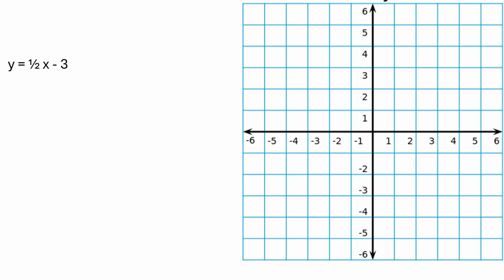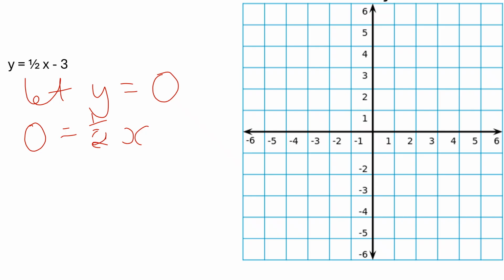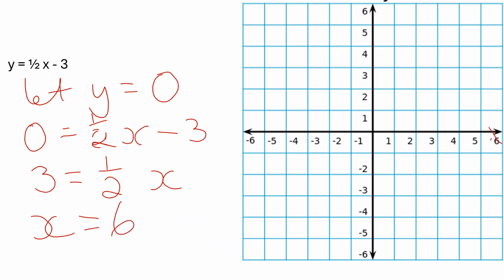One more before we look at some variations. Let y equal 0. 0 equals a half x minus 3. We add 3 to both sides. 3 equals 1/2 x. So if 3 is a half of x, x must be 6. Right over here. And y is minus 3 here. And then we can join them up.